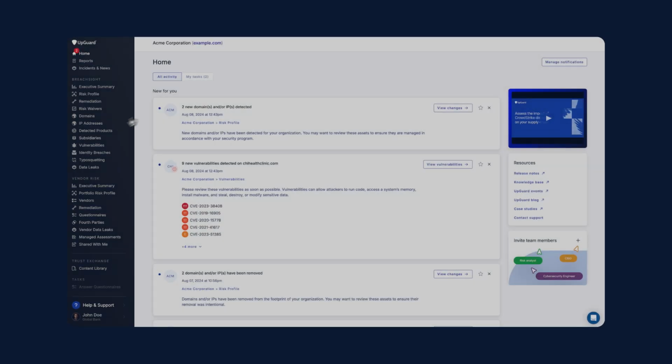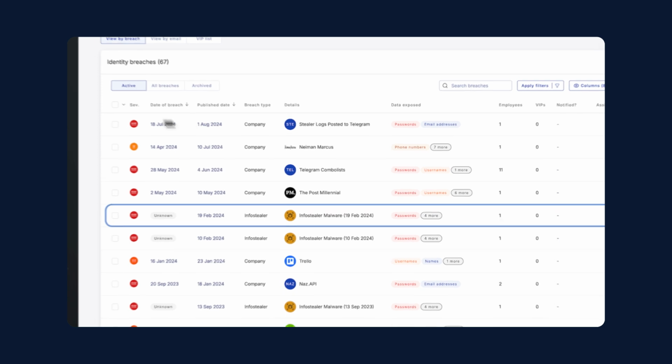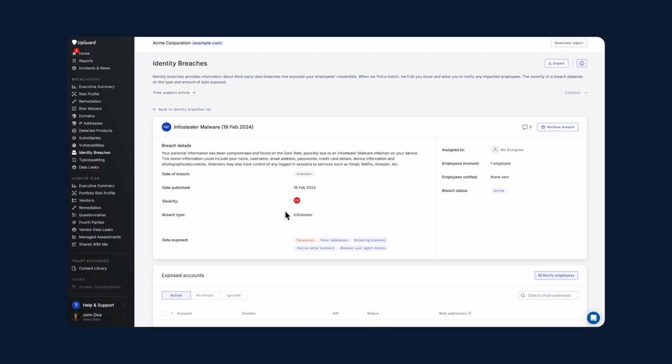Preventative controls like antivirus are certainly good, but because of the many ways credentials can be stolen, you should also have a detective control. InfoStealer alerts are already included with many UpGuard plans as part of identity breach monitoring and easy to enable as an add on.